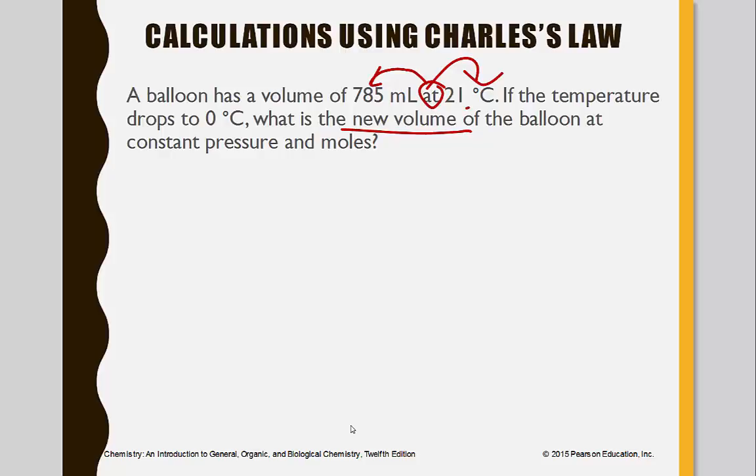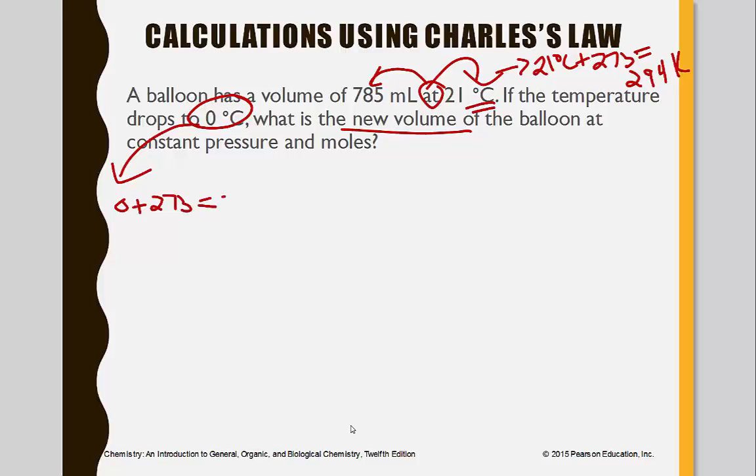But I notice that this is in degrees Celsius. Before I do anything else, I want to convert that over to kelvins. So that's 21 degrees Celsius plus 273. That comes out to be 294 Kelvin. If the temperature drops to 0 degrees Celsius, once again, that's in Celsius, I have to do something about that. 0 plus 273 is equal to 273. What is the new volume of the balloon?